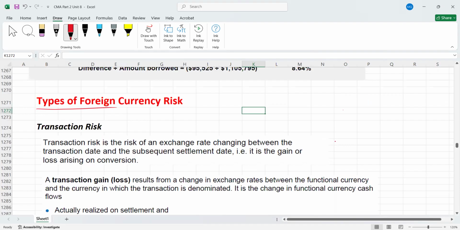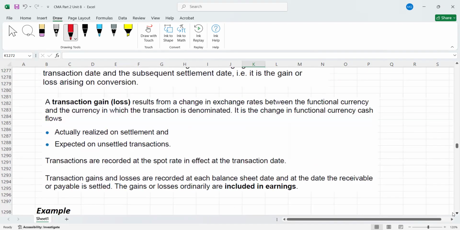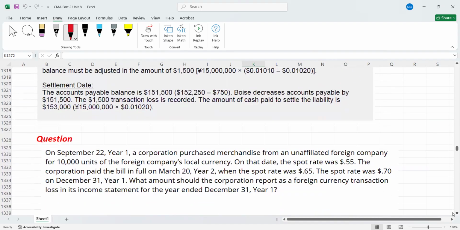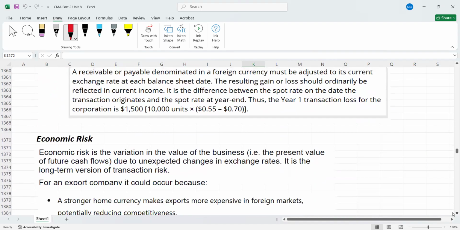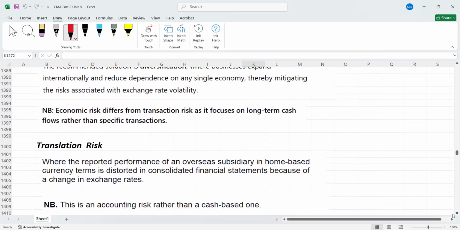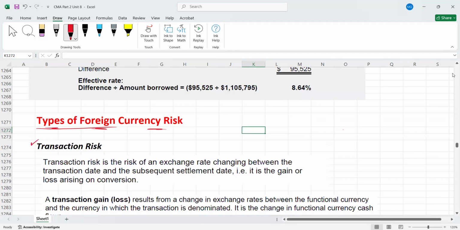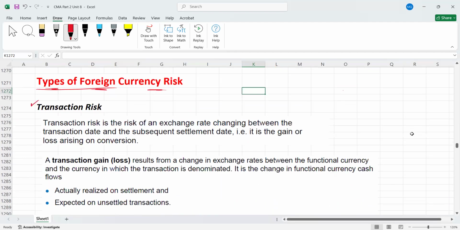So here we have types of foreign currency risk. The first risk which we face is transaction risk, the second risk which we may face is called economic risk, and the third risk which we may face is called translation risk. So these three risks are important. First, I am going to start with the transaction risk.